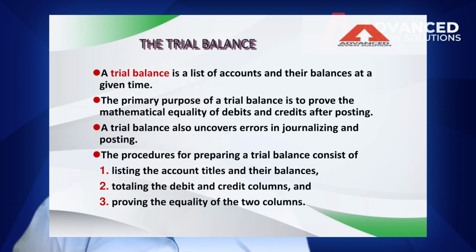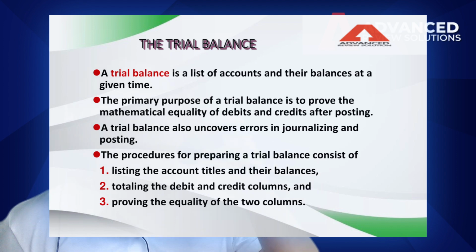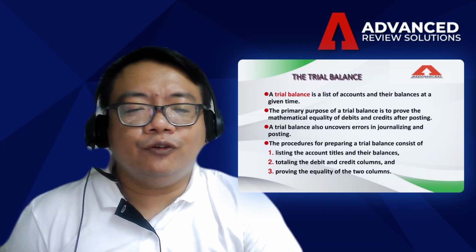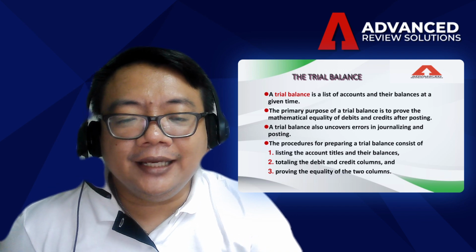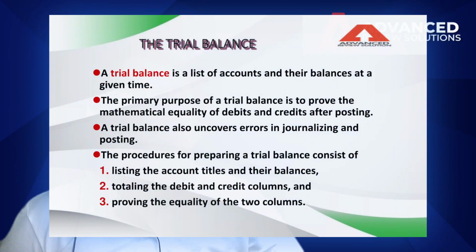So what is its primary purpose? To prove the equality of debit and credit. That's all, no? And also to uncover errors, particularly in journalizing and posting. So what are the procedures for the trial balance? It consists of listing the account titles and their balances, totaling your debits and your credits, and proving the equality of the two columns.